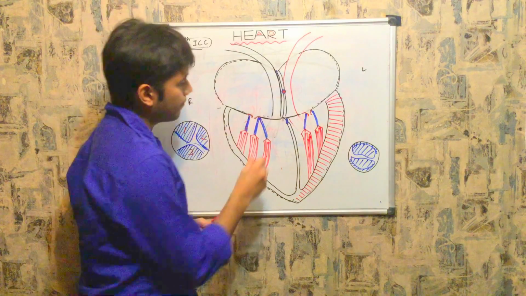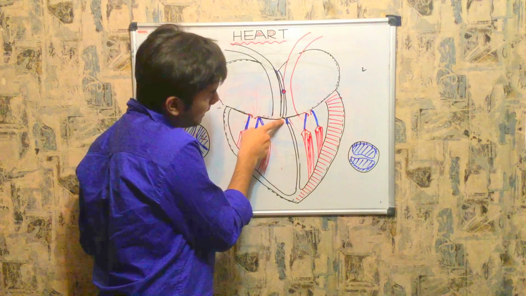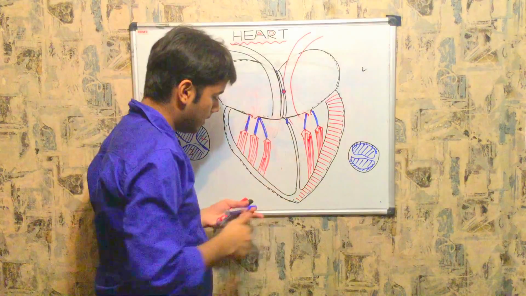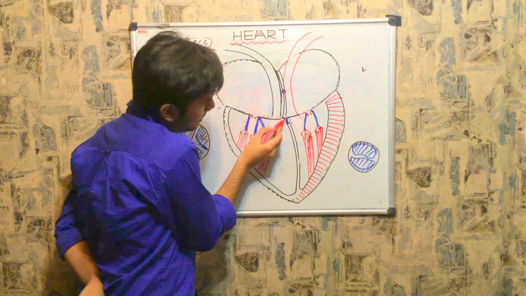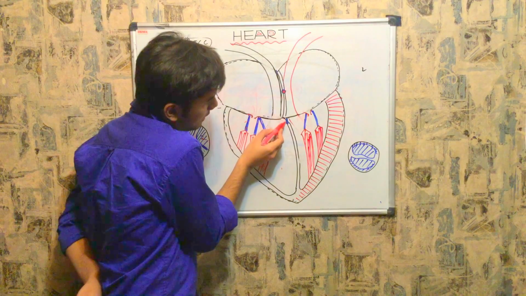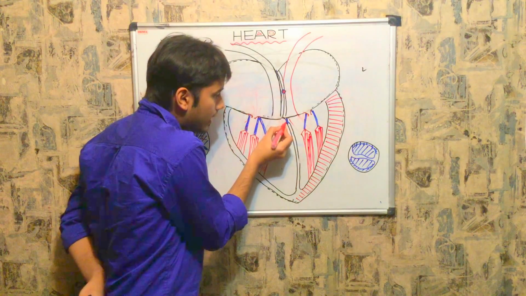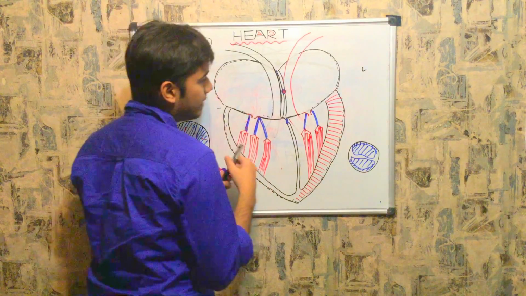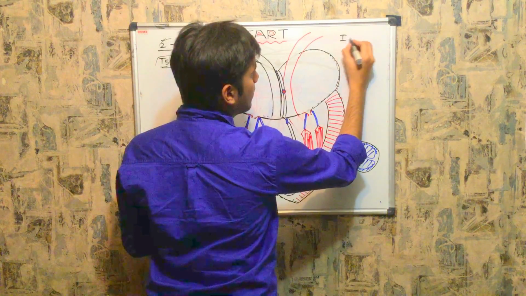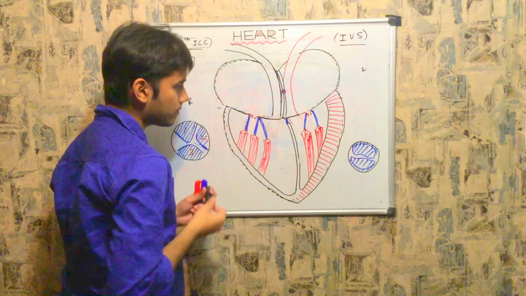Now, you see this blue color mark in the anterior or starting part of the interventricular septum. A blue color line or membrane-like structure is present in the first 1/3 of your interventricular septum. This is called your interventricular septum, IVS.